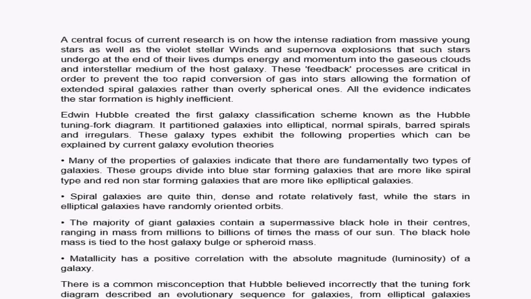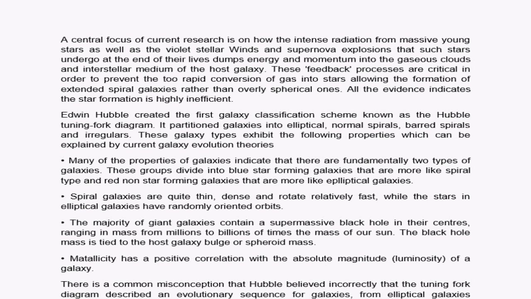Edwin Hubble created the first galaxy classification scheme, known as the Hubble tuning fork diagram. It partitioned galaxies into ellipticals, normal spirals, barred spirals, and irregulars. These galaxy types exhibit the following properties, which can be explained by current galaxy evolution theories.